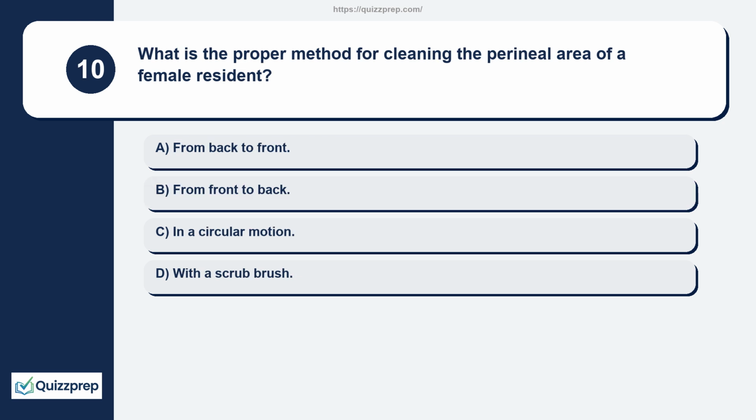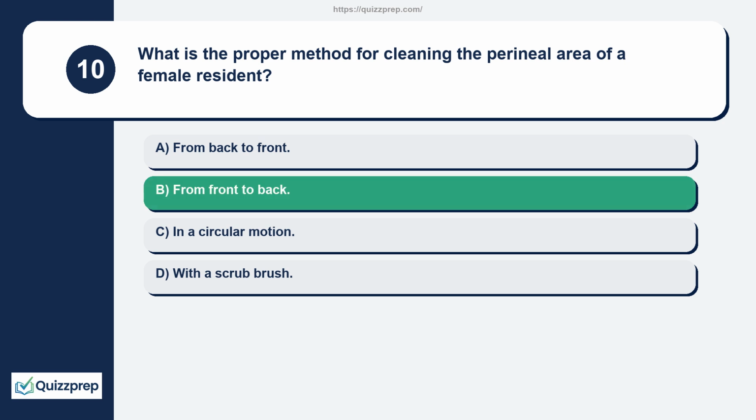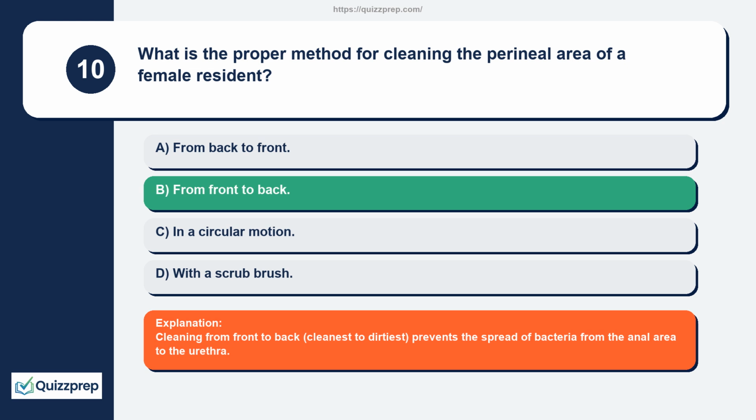Question 10. What is the proper method for cleaning the perineal area of a female resident? From back to front. From front to back. In a circular motion. With a scrub brush. Cleaning from front to back, cleanest to dirtiest, prevents the spread of bacteria from the anal area to the urethra.